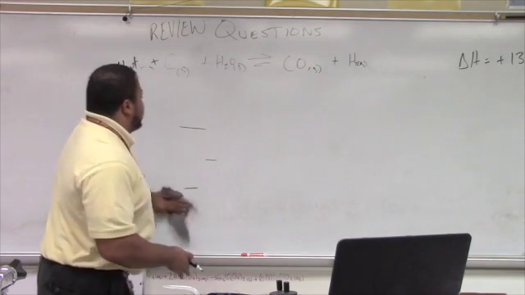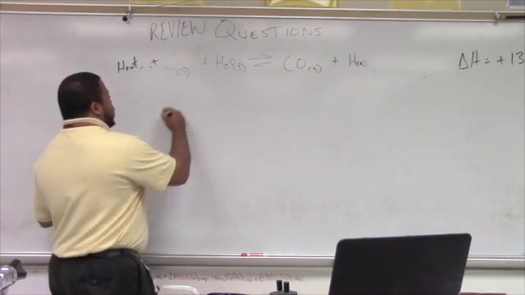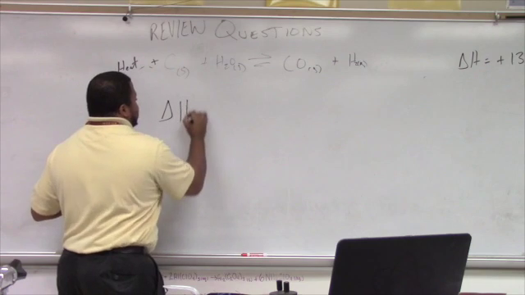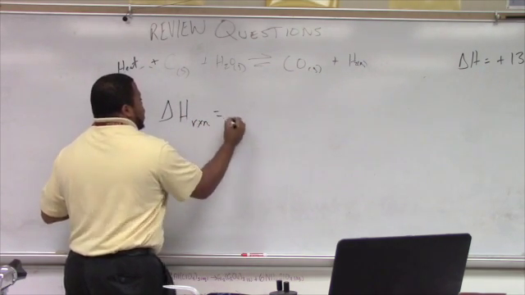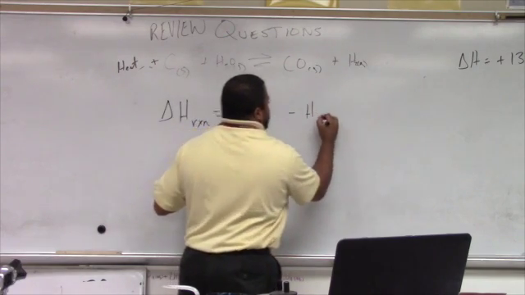Delta anything is what minus what? Change. Final minus initial. Oh, yes, final minus initial. So delta H of reaction equals H products minus H reactants, right?